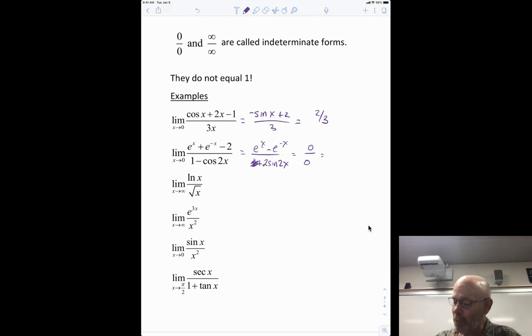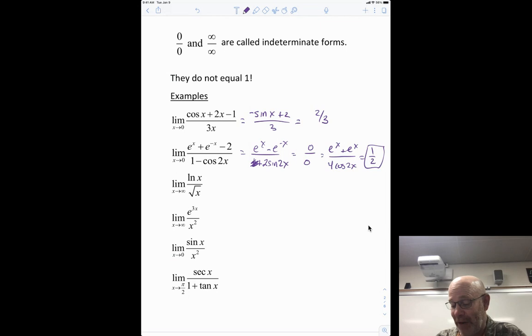So we get 0 on the bottom again, so that means I have to do it again. So this happens sometimes. And we get e to the x plus e to the x. It's not going to be 0 anymore. And then this is going to be 4 cosine 2x. So there's going to be a 4 on the bottom. Plug in the 0 on the top. It's 1 plus 1. So you get 2 over 4 or 1/2. So every once in a while, you have to do it twice. In the next forms we do, we're going to have to do it multiple times for sure.